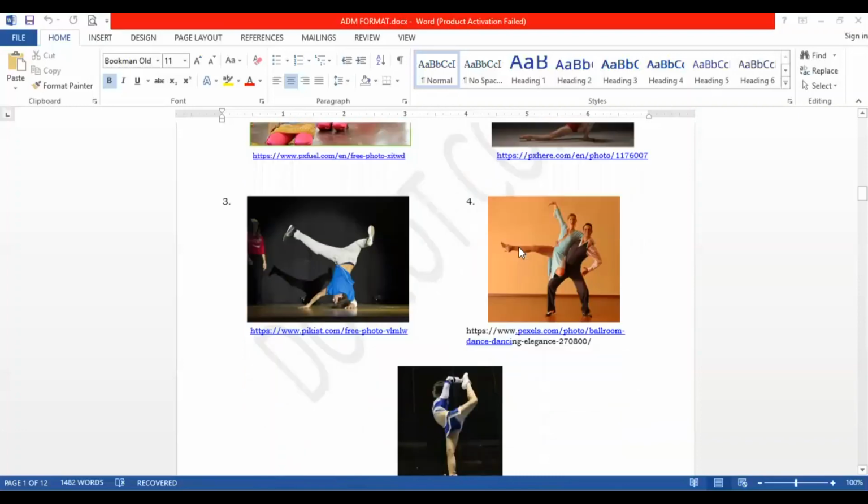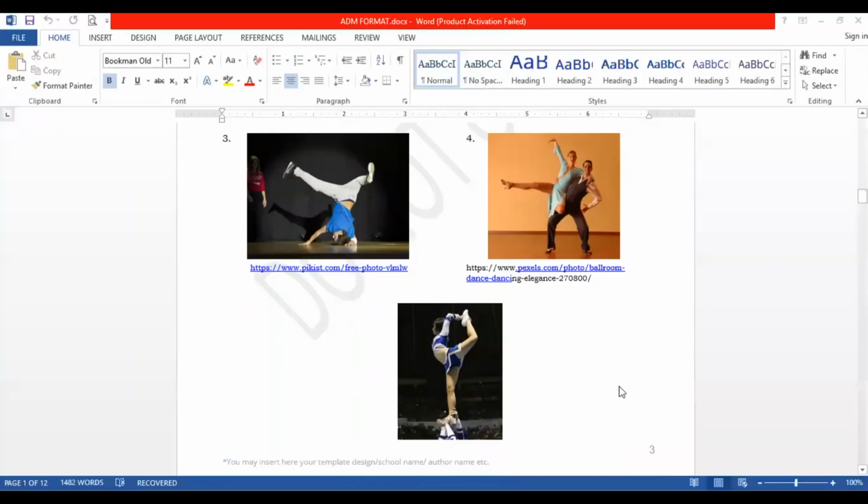Like this, ayan yung number 4. Naka-point yung toes para makita nila that toes can be used in forming body shapes in dance. Wrist, yan. Elbows, mga ganyan. So, guided ang mga bata.